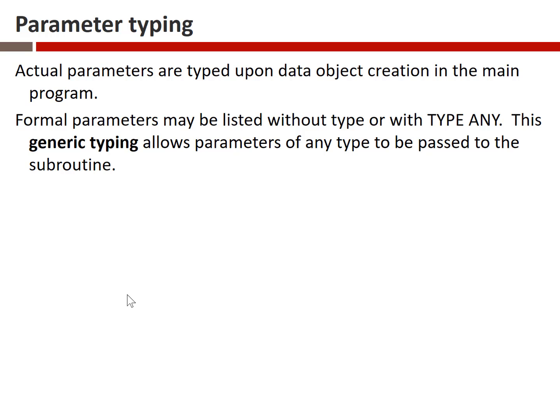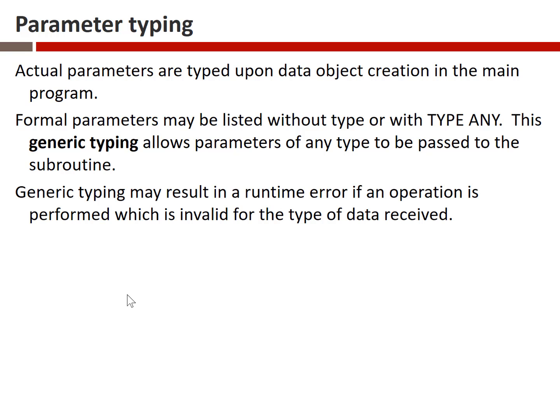Is type any dynamic? Yeah. So you could call a subroutine 3 times in your program. One time you could pass it an int, another time a float, another time a string. So this is ABAP's version of generic typing.